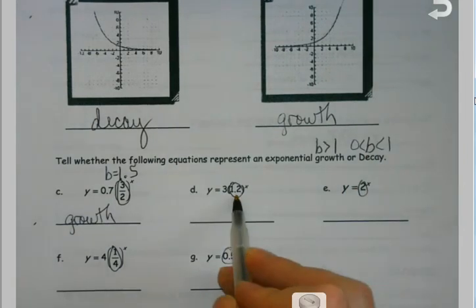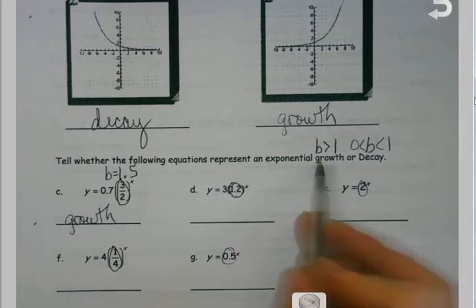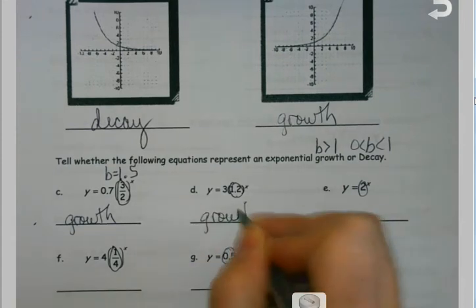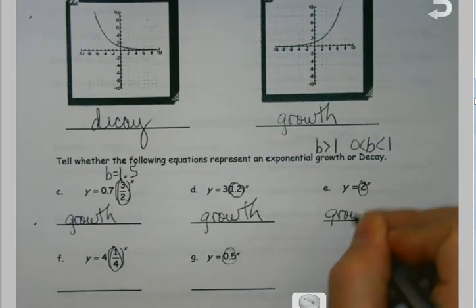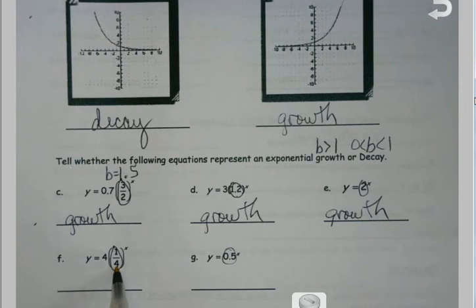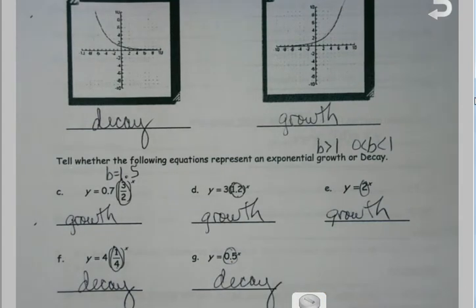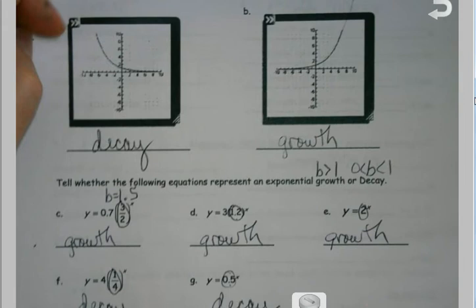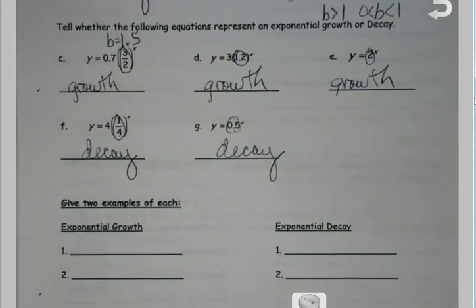What about 1.2? Growth. Okay, still bigger than 1. What about 2? Growth. Man, I'm on a growth run here. Growth spurt. 1/4 is decay. 0.5. Decay. So kind of taking that into consideration will help us figure out when we're making an expression what it should look like. So examples of growth.